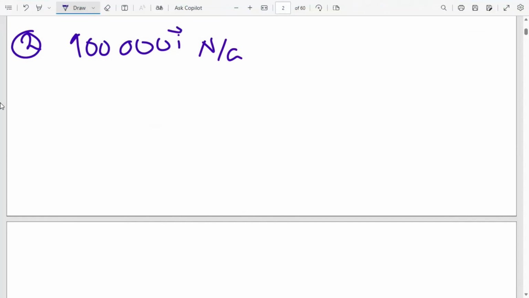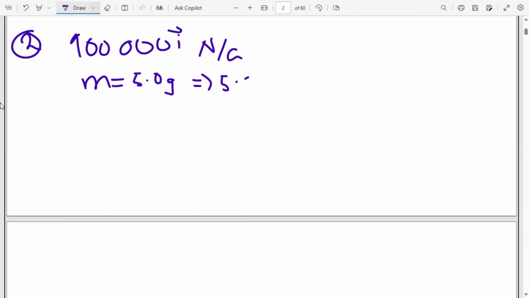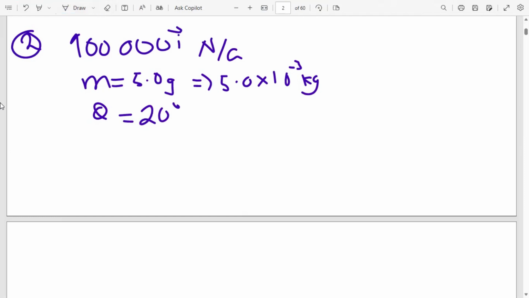Then the point charge has a mass of 5.0 grams. I can convert this into kilograms by dividing it by 1,000. This is going to give me 5.0 times 10 to the power minus 3 kilograms. They've also given us theta, which is 20 degrees.